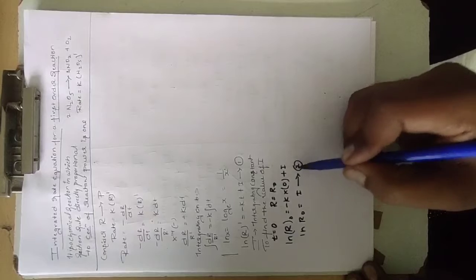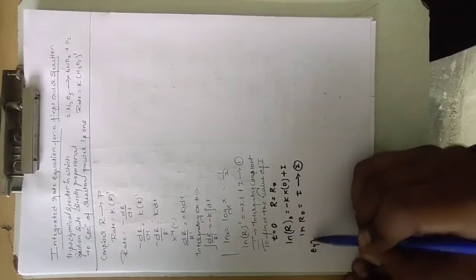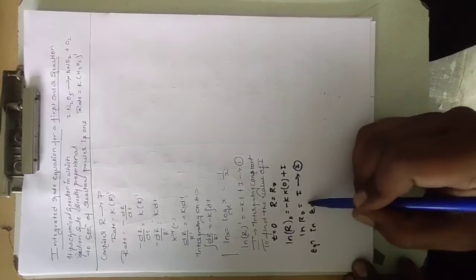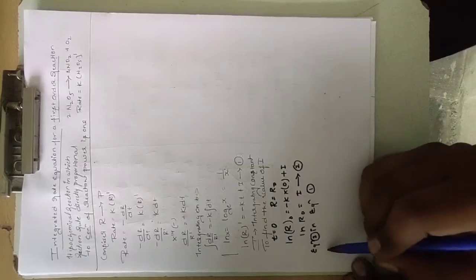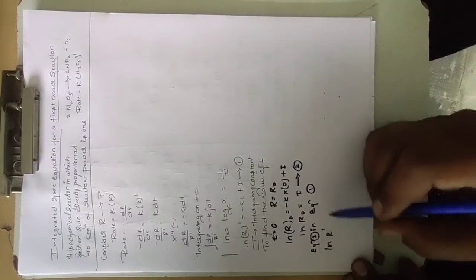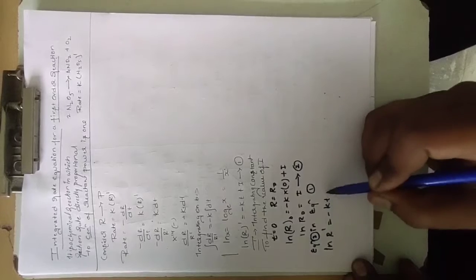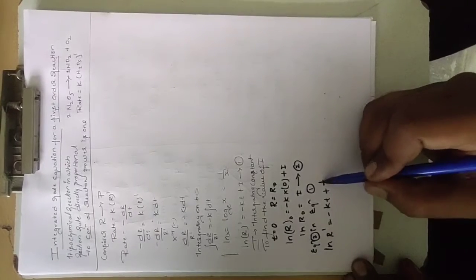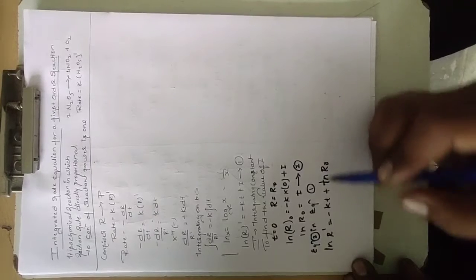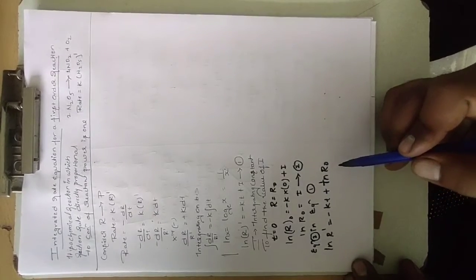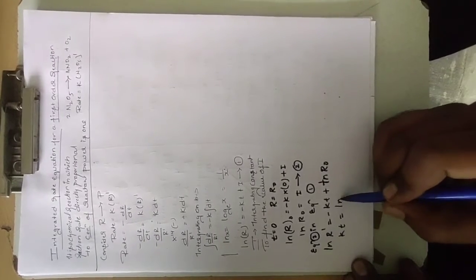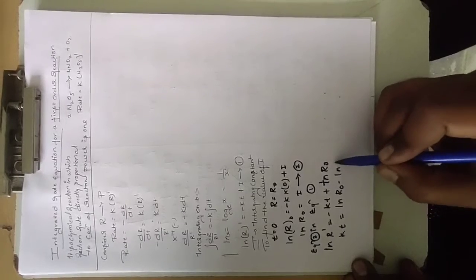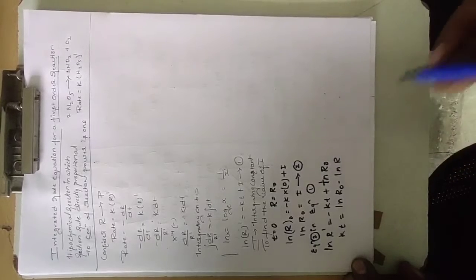Substituting equation number 2 in equation number 1, what happens? ln[R] equals minus kt plus I. In place of I, we can write ln[R]0. Rearranging, we get kt equals ln[R]0 minus ln[R]. Whether you write the subscript or not does not matter.